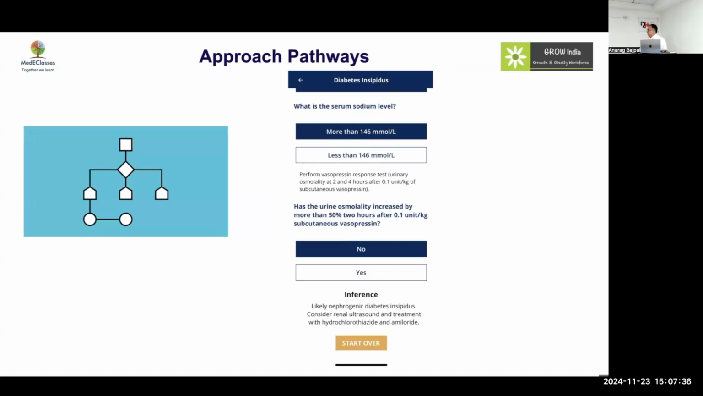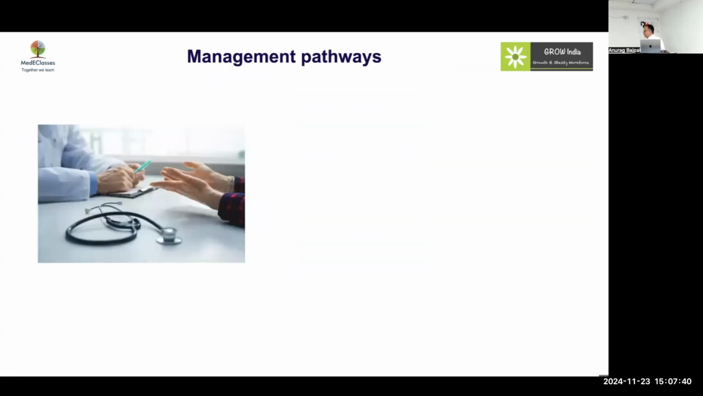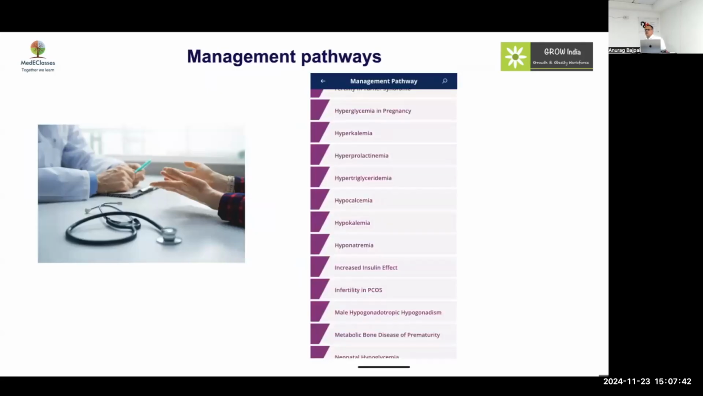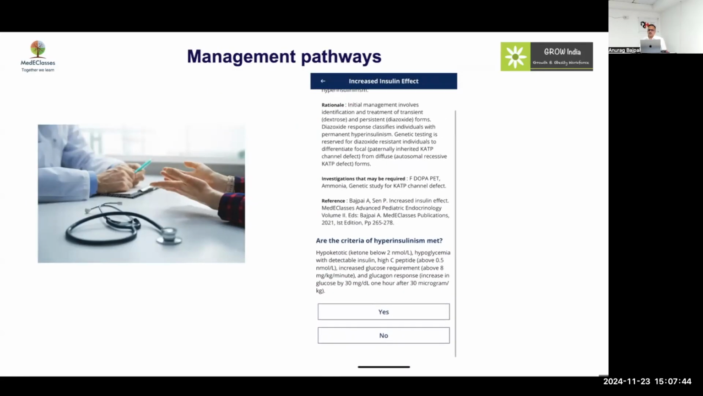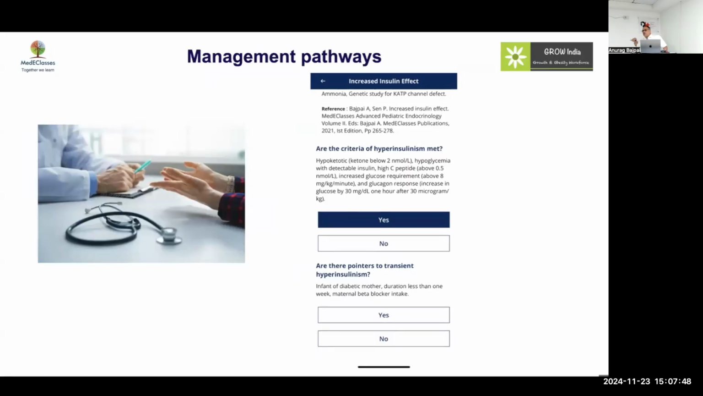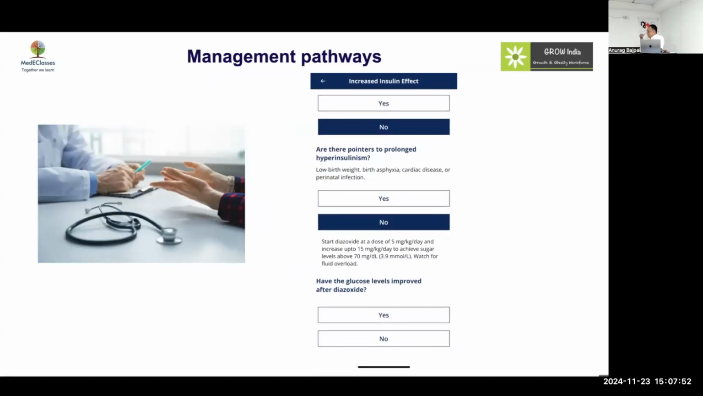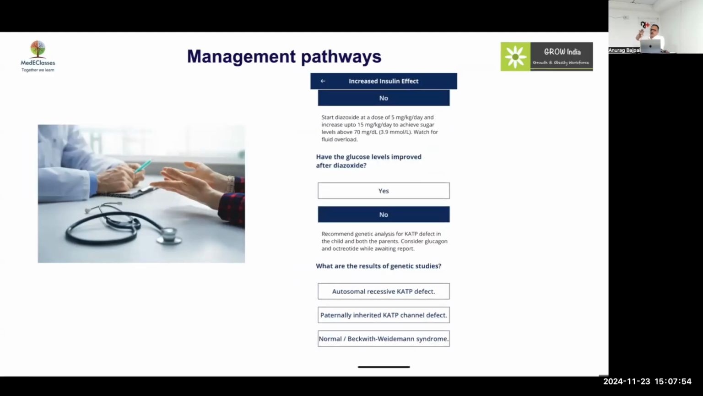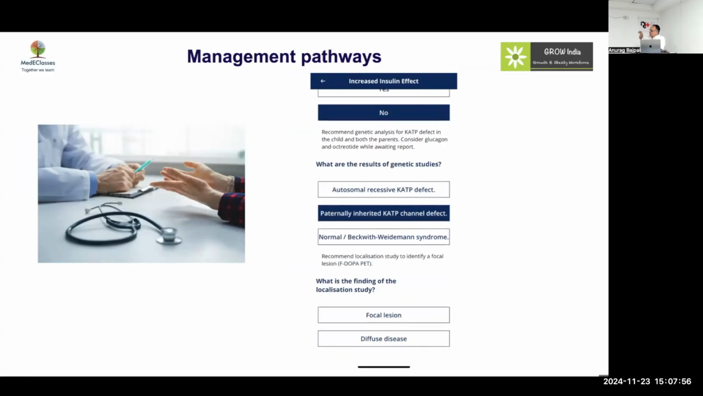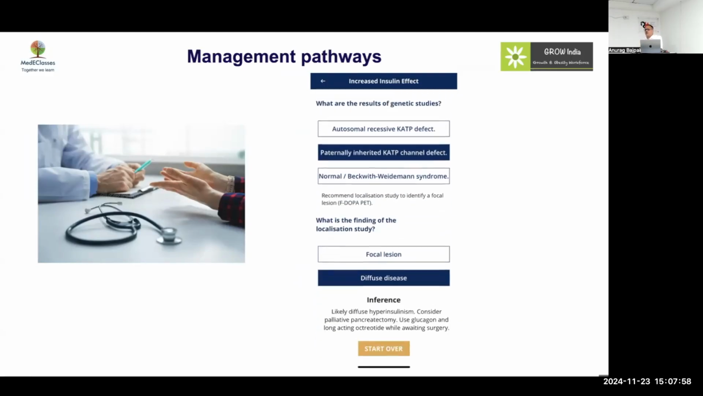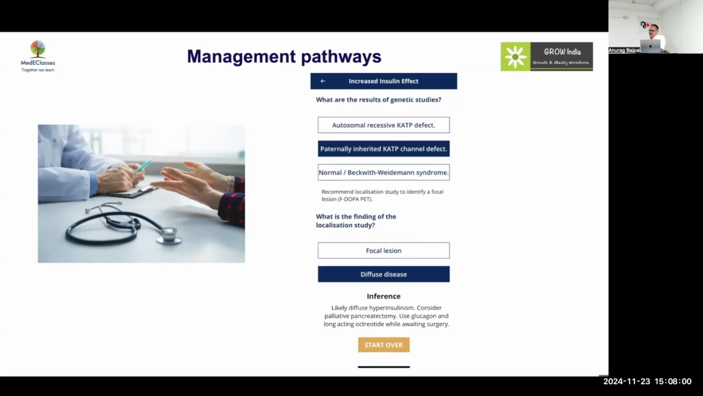So there are covering entire parts of pediatric endocrinology in the approach pathway. There are management pathways similarly, because many of these scenarios, like if you think of increased insulin effect, how do you decide which workup to do, what to do? So we developed these management pathways. This allows implementation of algorithmic approaches and management on a clinical basis. So it gives you a personalized guidance.